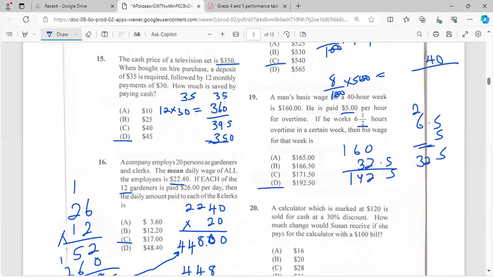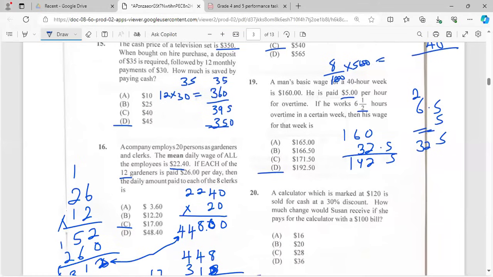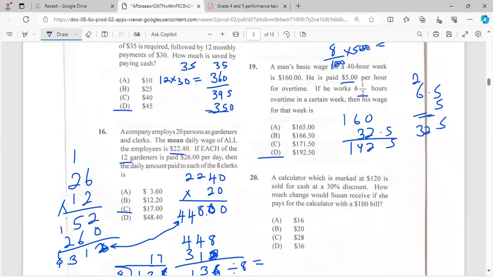A calculator marked $120 is sold for cash at 30% discount. How much change would Susan receive if she pays for the calculator with a $100 bill? So basically, if you have a 30% discount, it means that you actually pay 70%. So you just find 70% of this and you're good. That gives us $84. So in essence, you have paid $84. So how much change from a $100 bill? It's going to be 100 minus 84, which is 16.